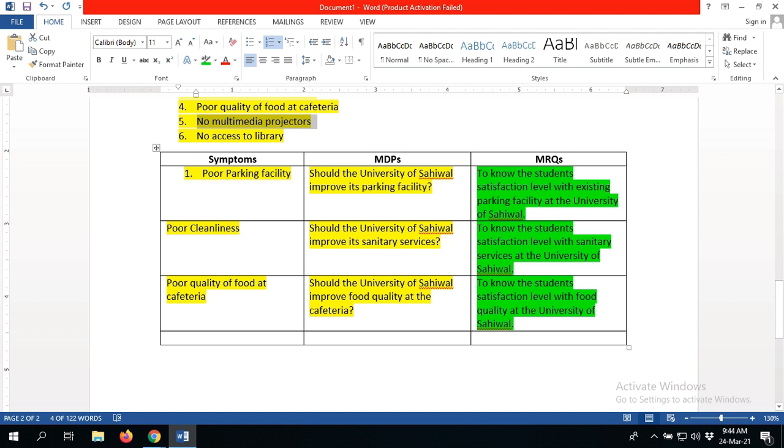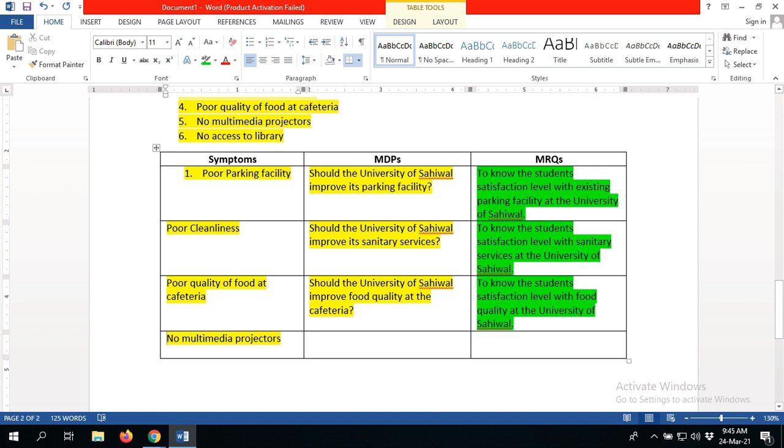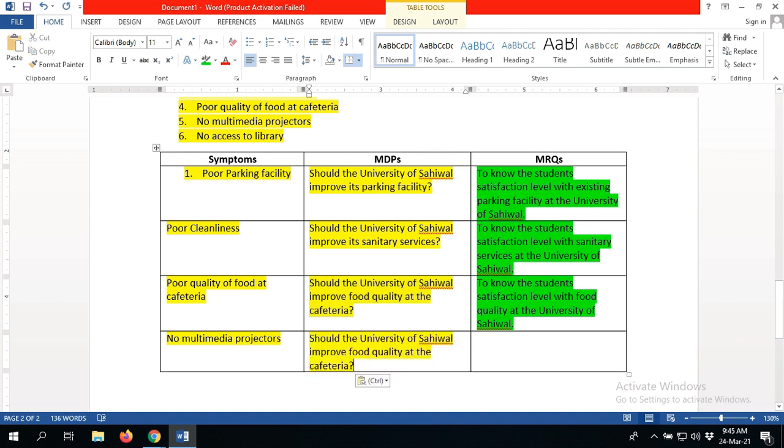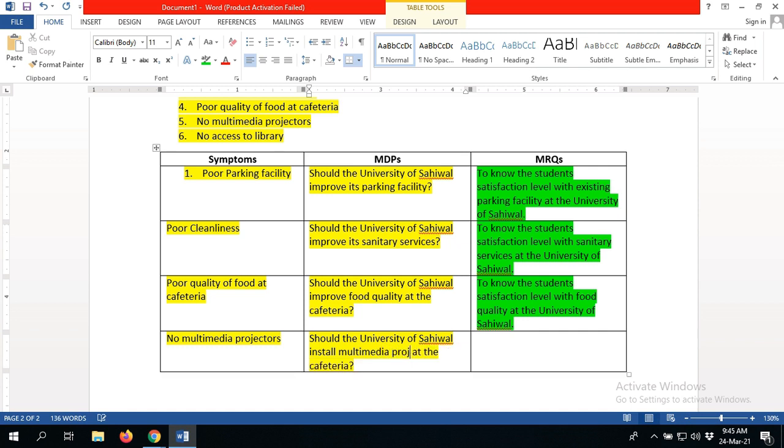No multimedia projectors. So students point out that this is a symptom. So should the University of Saiwal install multimedia projectors at the University of Saiwal?